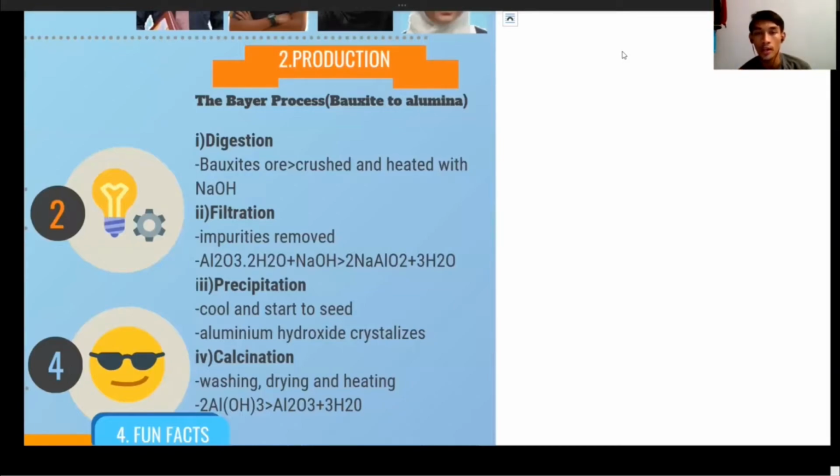So I think that's all about the production of aluminum oxide. We can proceed with the application of aluminum oxide with Aiman.